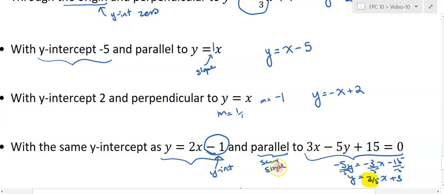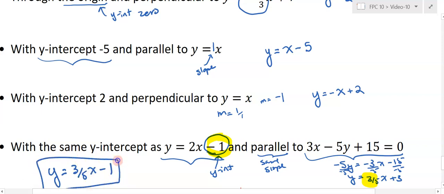So if it's the same slope, you'd use it. If it was perpendicular, you'd use -5/3. And I know my y-intercept. So now I can plug in. I can get y equals 3/5x minus 1.